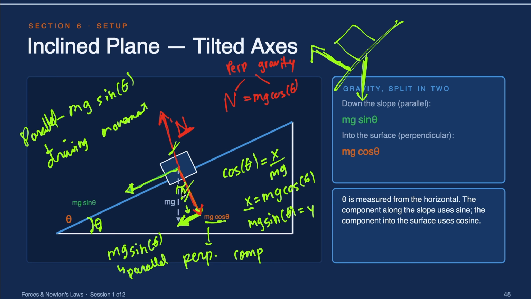So theta, you can understand why, right? Because theta is here. Theta is opposite over hypotenuse. Mg is the hypotenuse, so mg times sine of theta is the opposite. Similar to vectors, right?